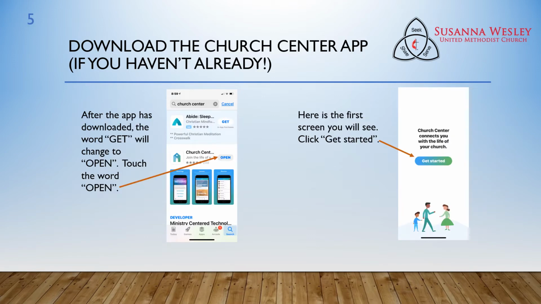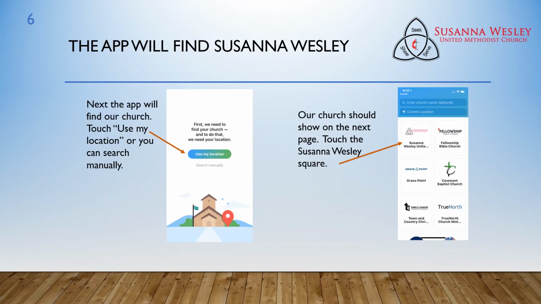After the app is downloaded, the word Get will change to Open. Touch the word Open. Here's the first screen you'll see. Click Get Started. Next, the app will find our church. Touch Use My Location, or you can search manually. It's probably a little easier to use the Use My Location button. Our church should show on the next page.